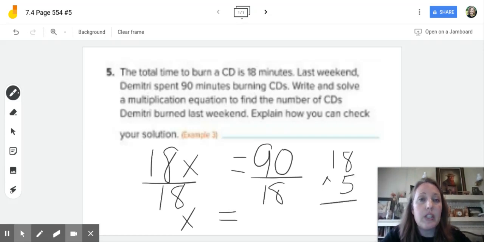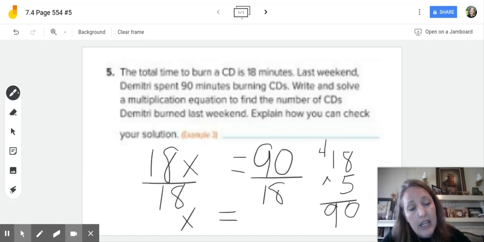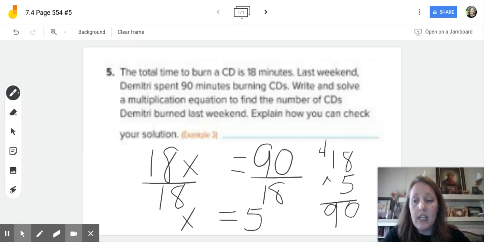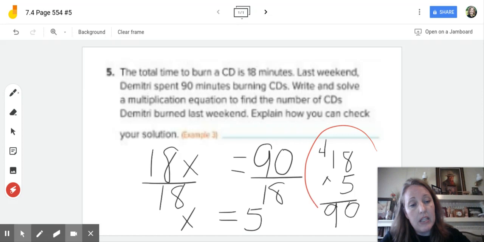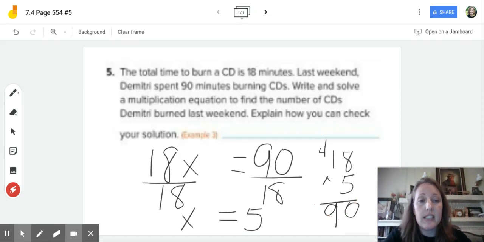We're saying Dimitri burned 5 CDs. 8 times 5 is 40. And 5 times 1 is 5, plus 4 is 9. So my answer of 5, which is going to go right here, is correct. And over here, this is me checking my answer, right? Because this is explain how you can check your solution. So we're plugging it back in to see if it's right.